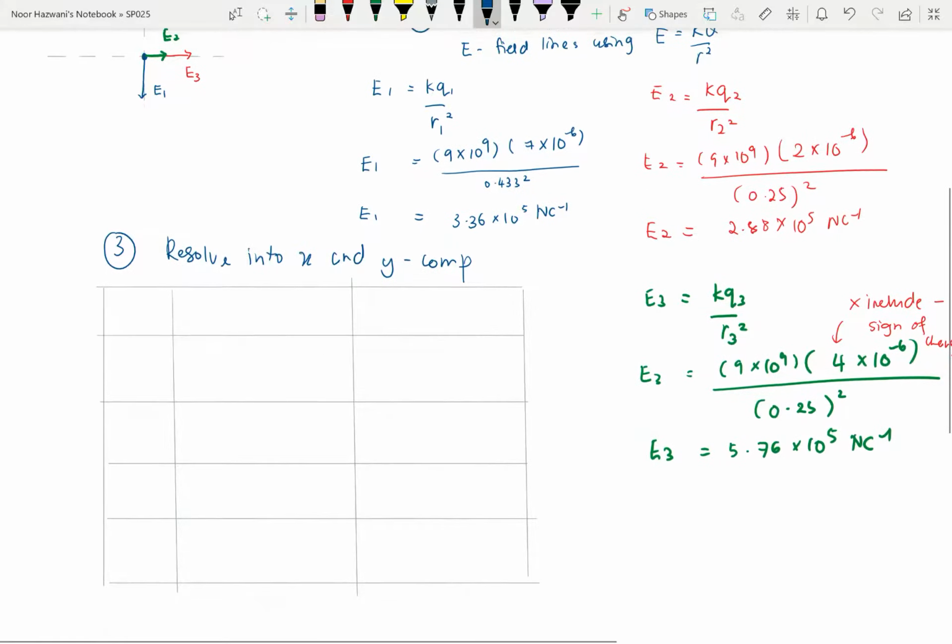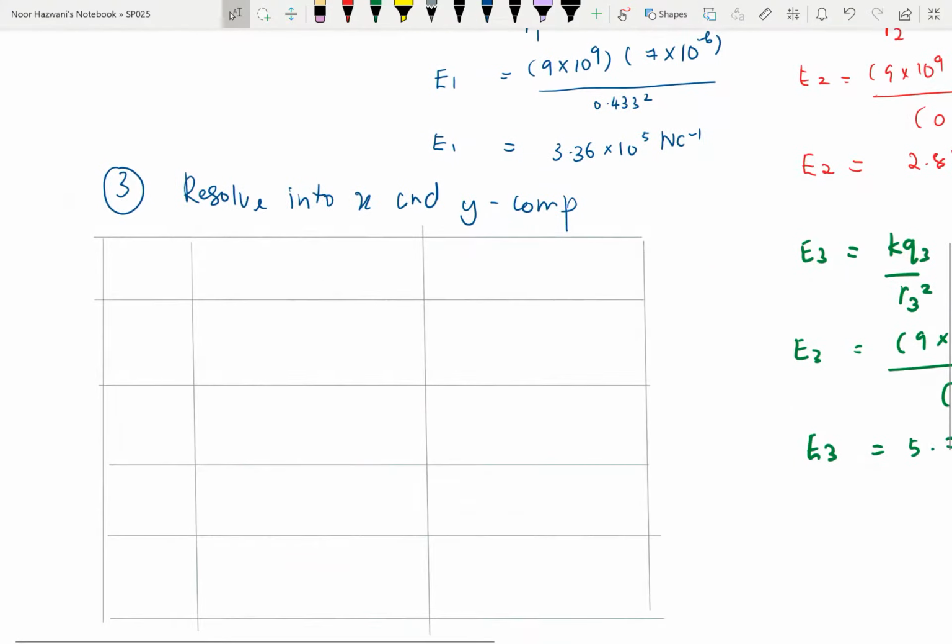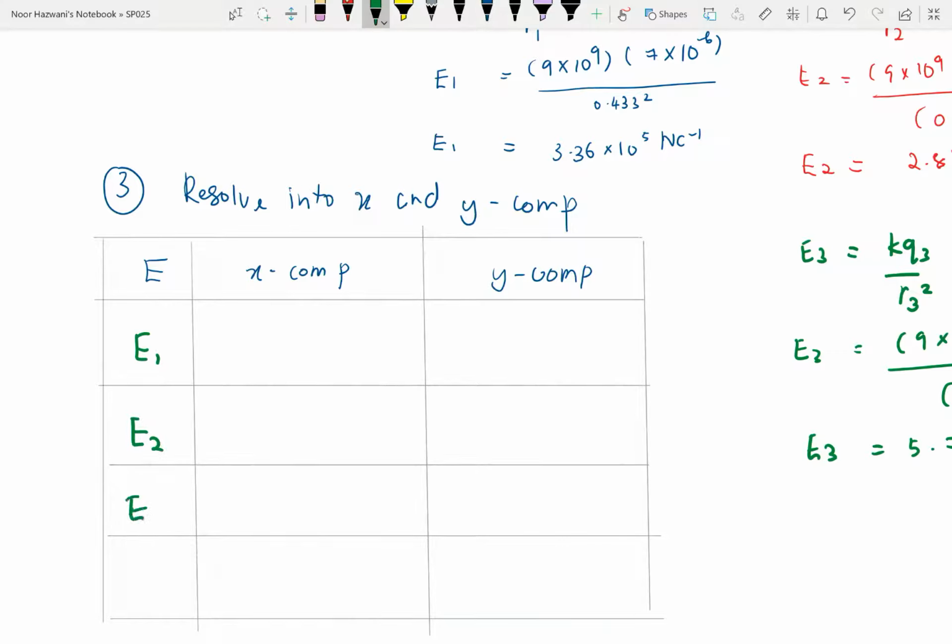Okay, so kalau nak resolve, apa kena buat? Draw table with 3 columns. So ini adalah E. Ini adalah X component. So ini adalah Y component. So ada berapa electric field yang terlibat? So you ada E1, you ada E2, you ada E3. Okay, so yang bawah ni akan untuk summation untuk EX and then summation untuk EY.